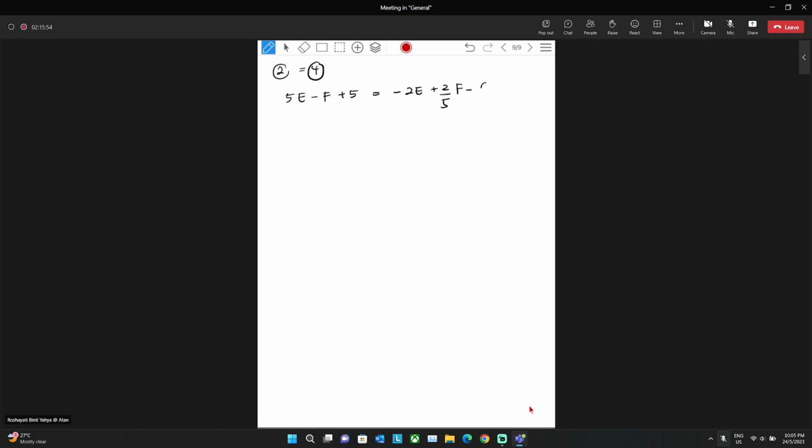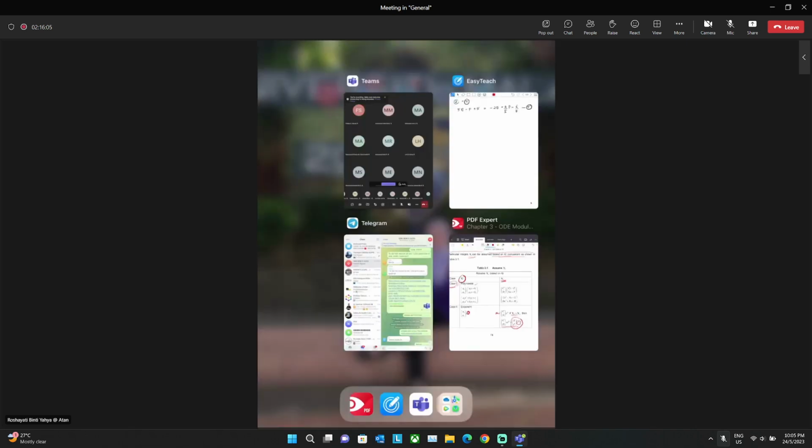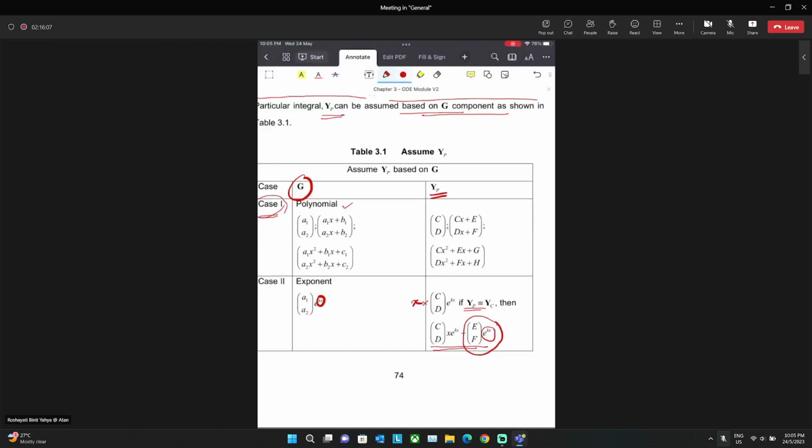Okay, class. Something like a ding dong actually, if you look at your module, what page?